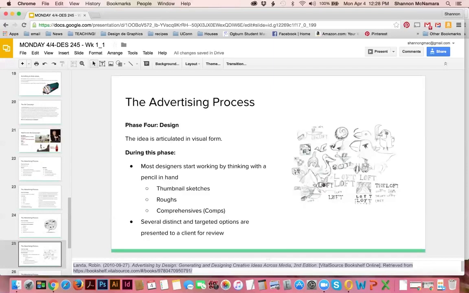So phase 4 of the advertising process. Finally, we're going to start designing. During this phase, Elizabeth says she's the same way. I'm glad that it's not just me. It's one of those things where when you're doing a million things a day, you've got to use the technology when it suits your purpose. So phase 4, design. The idea is articulated in visual form. During this phase, most designers start working by thinking with a pencil in hand.